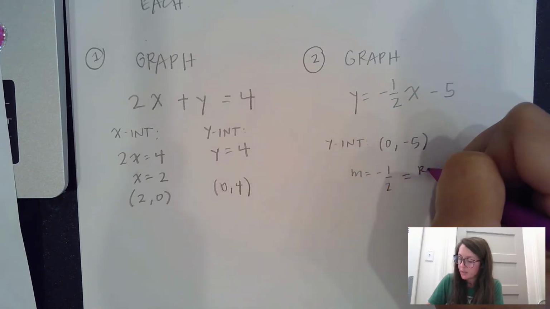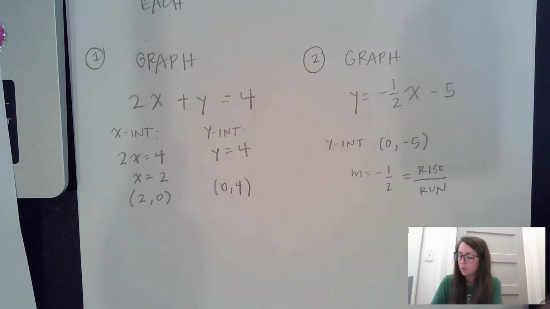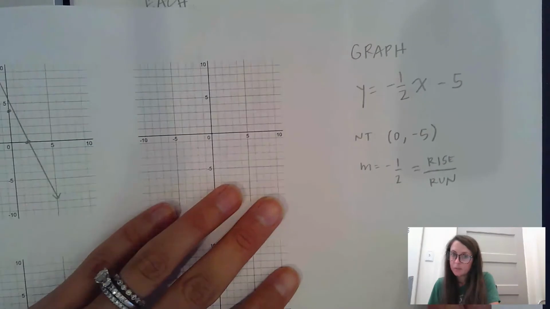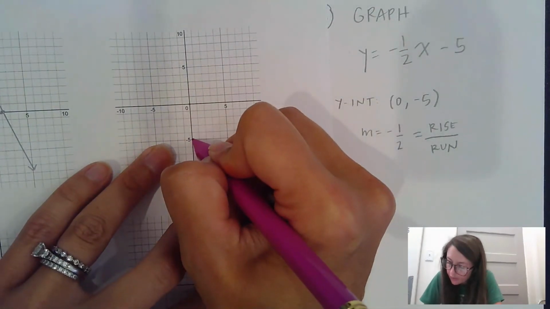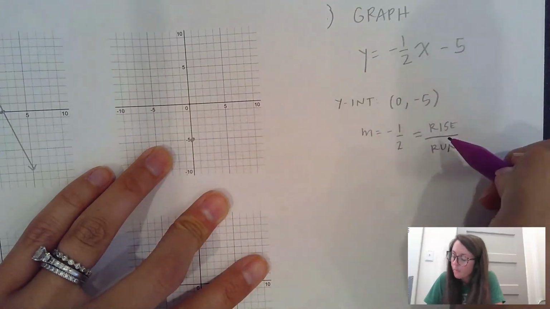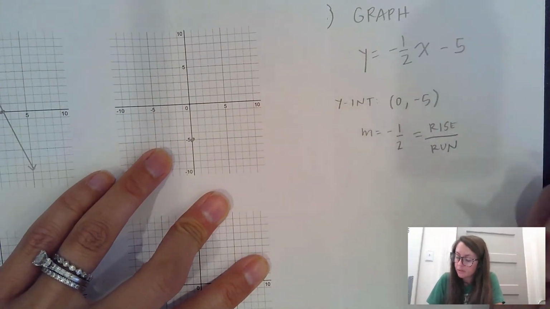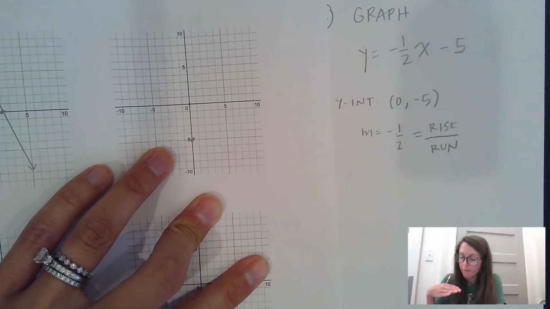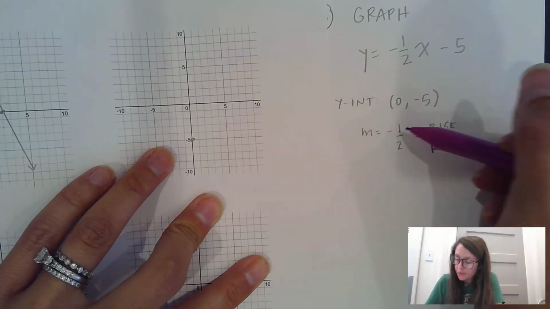So this is rise over run. So what you're going to do is plot the y-intercept, which is (0, -5). So I'm going to go to 0 and down here to -5. And then I'm going to use the slope to find another point. Okay, so the slope is not a point. The slope is the change of the graph. So I'm going to use the slope to find another point.